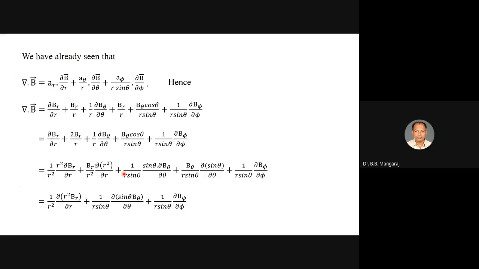So del dot v, that is the divergence of v, is having 3 dot products. The 3 products, the first gives us 1 term, the second gives us 2 terms, the third gives us 3 terms. So if you add, this is the expression, and if you arrange in this order, this is the partial derivative of r square b r, and this is the partial derivative of sin theta b theta with respect to theta. So this is the final expression of divergence of v. Thanks for watching.